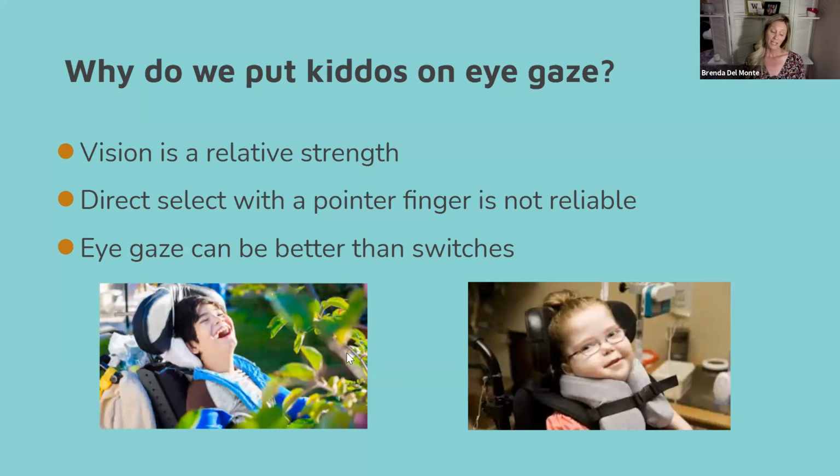I have a couple kids that qualified for Foundation for Blind Children here in Arizona, and they're on eye gaze. And they're successfully doing it. Again, we'll talk about the limitations about that. We only look at eye gaze if they can't do direct select, right? So they have really good vision, but maybe they don't have use of their hands. And eye gaze can be better than switches because it is more direct and it's faster.